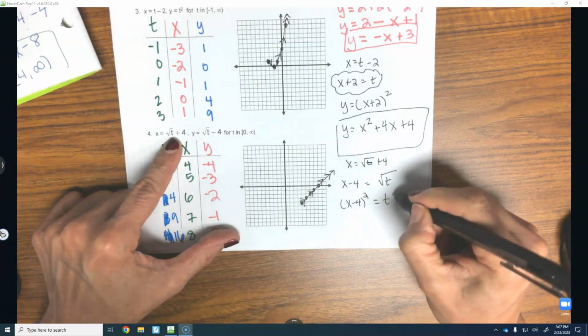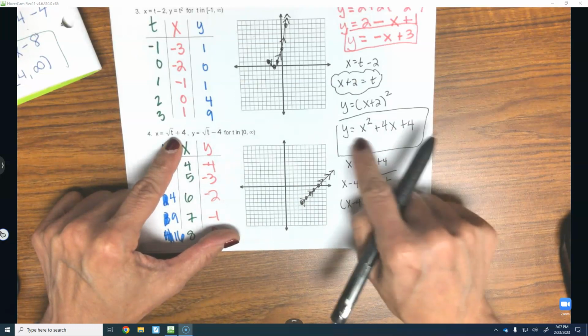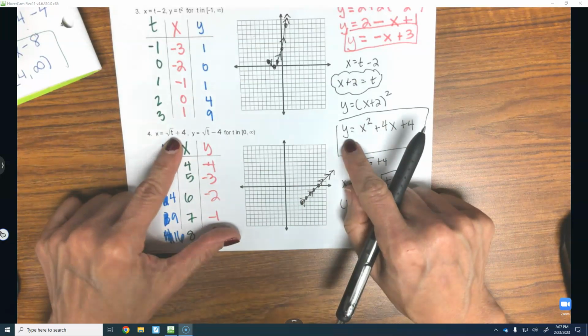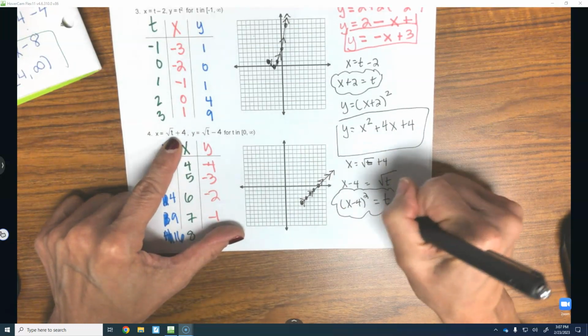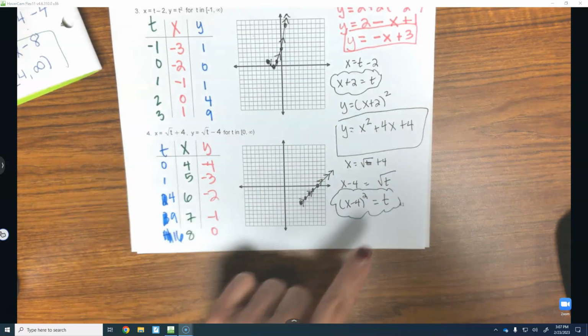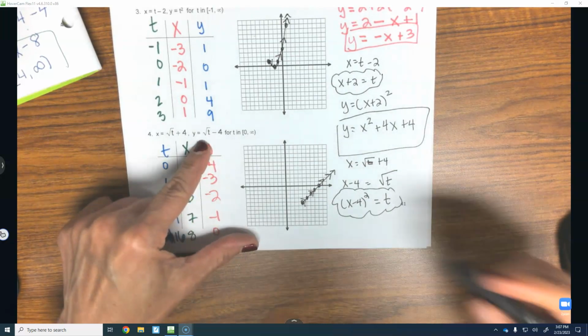Now remember, I solved for t. I'm not going to FOIL all this out yet. Remember, that was my final answer. Here I just solved for t. That's just step 1. So don't FOIL that out. Let's just go ahead and drop it into the other one and see what happens.